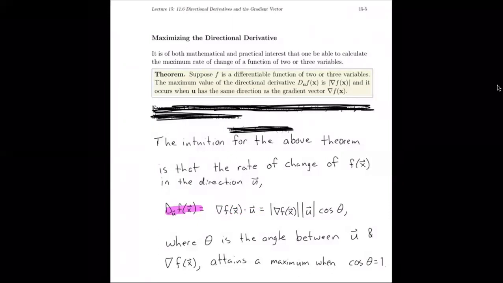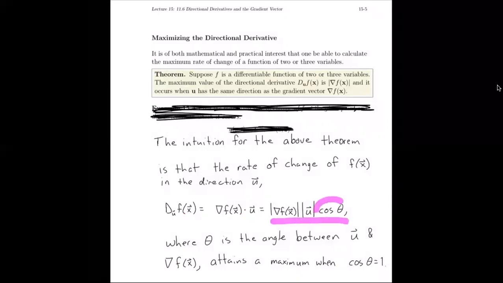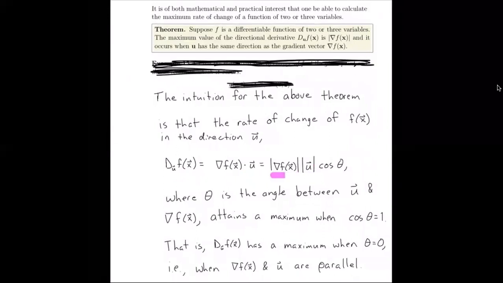And then we know from chapter 10 that the dot product of two vectors is equal to the magnitude of the two vectors times each other times the cosine of theta, where theta is the angle between u and the gradient vector of f at x. So this is that characterization of the dot product we've used back in chapter 10. We know that this function is maximal when cosine theta is equal to 1, and that happens when theta is equal to 0. That means the angle between the gradient of f at x and u is 0, which means that these two vectors are parallel. And that's essentially it.